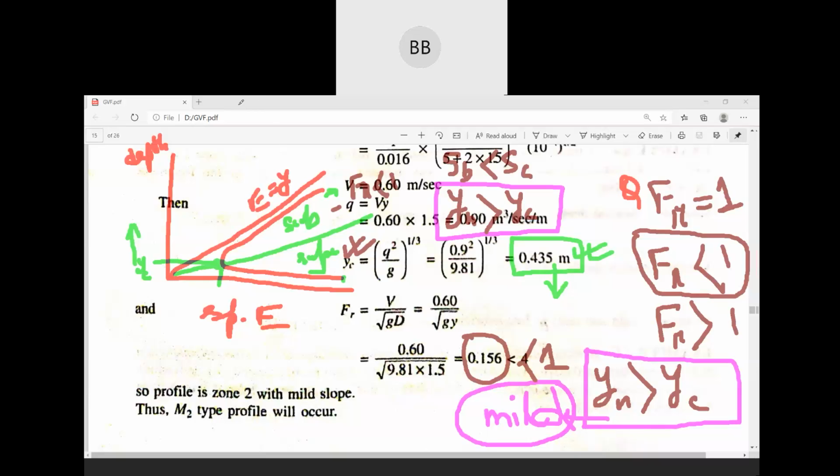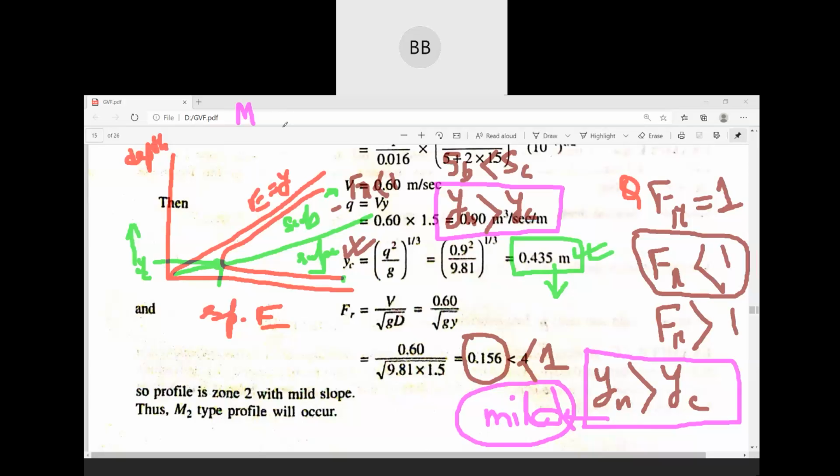Okay, we got m. Once it is mild, then we will also have some zones: there will be an M1 profile, M2 profile, and M3 profile. So first we find out the slope, then we need to find out in which zone this profile lies. In the very first case, we need to find out the slope, because whatever the profile, it depends on the slope. If it is a steep slope, then it will be S1, S2, S3. If it is a mild slope, then it will be M1, M2, M3 profile. So first we have to find out whether it is steep, mild, adverse or horizontal.